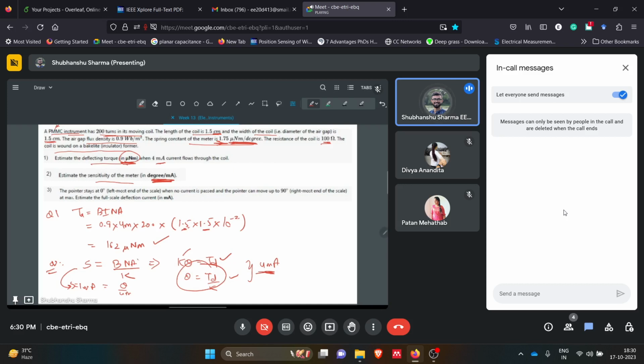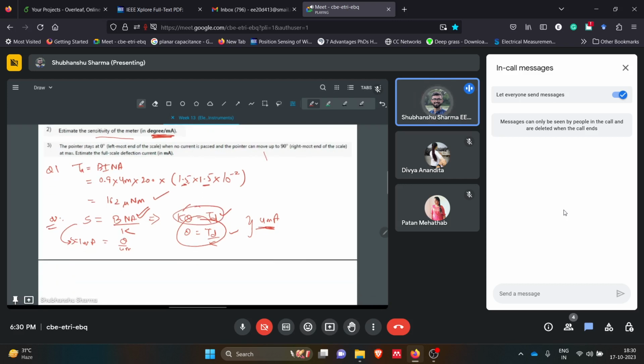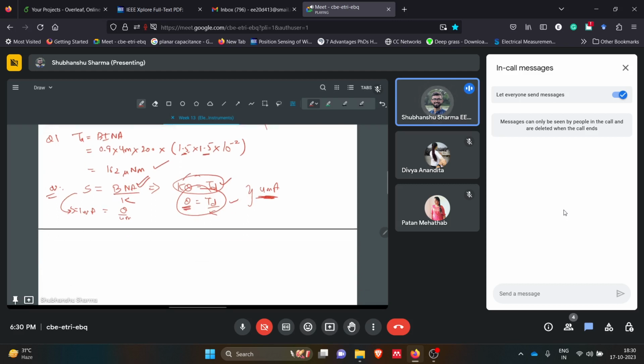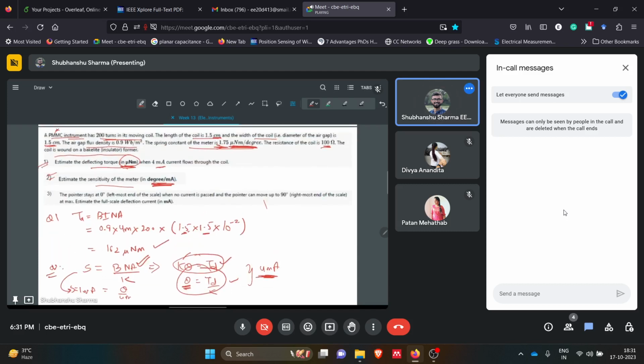So if you know this formula directly, you can apply it. Otherwise, this is the basic deflection torque equation, K theta equals deflection torque, and you have just calculated the deflection torque, and based on that you can solve for theta. This was for 4 milliamperes. For 1 milliampere, you can just divide that by 4 milliamperes and you will get the sensitivity. Okay, so this is also done.